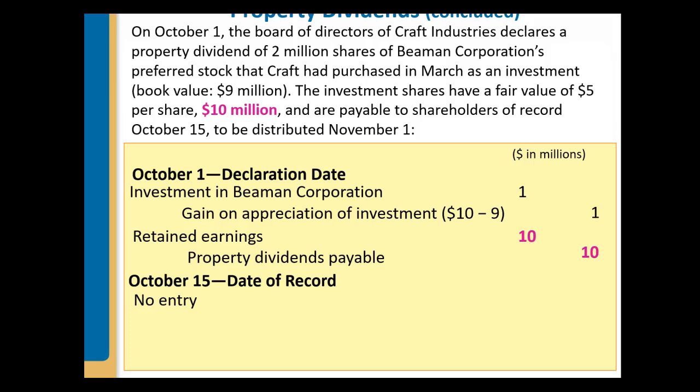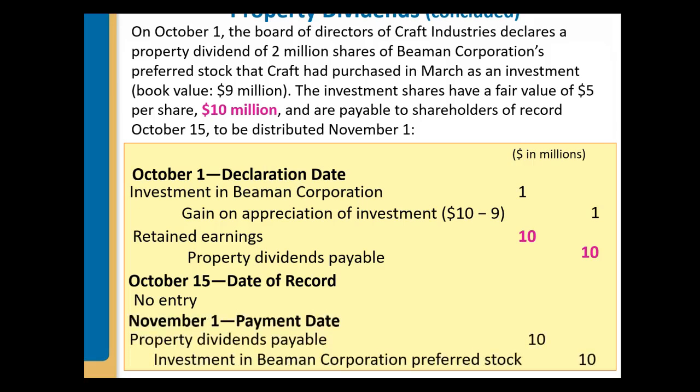So again, as we keep looking here, on the date of record we do not show any entry. That is just merely the date of record. On the payment date, that is when we will debit our dividends payable, and then from there we will credit our investment in Beeman Corporation preferred stock for the difference.